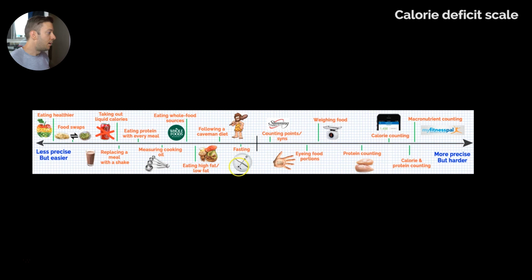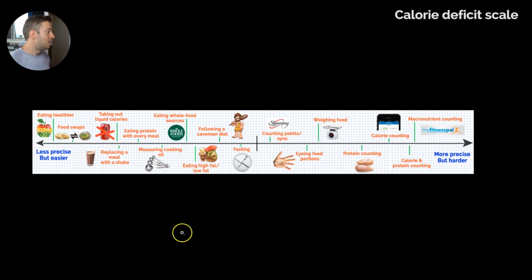I often like fasting when I'm trying to lose weight, but I also like counting calories at the same time. And if I think about it, I'm mixing a lot of these things in and swapping foods. I'm eating healthier. Sometimes I have a protein shake. Sometimes I take out liquid calories. Quite often I eat protein with every meal. I try and eat whole foods. I try and reduce fat. I'm eyeing portions sometimes. I'm eating within the macronutrient needs as well. So you start moving down the scale but incorporating everything together.